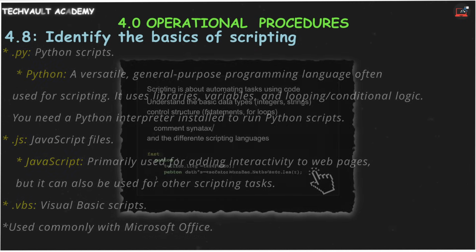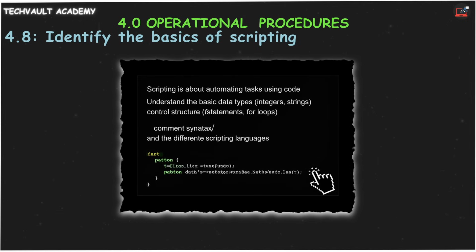Scripting is about automating tasks using code. Understand the basic data types, integers, strings, control structures, if statements, for loops, environment variables, comment syntax, and the different file extensions for various scripting languages.